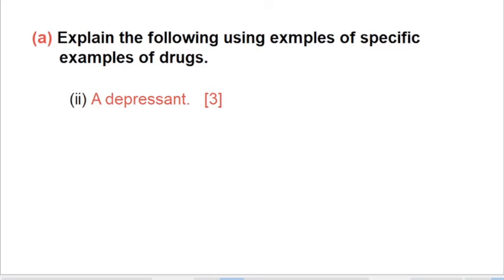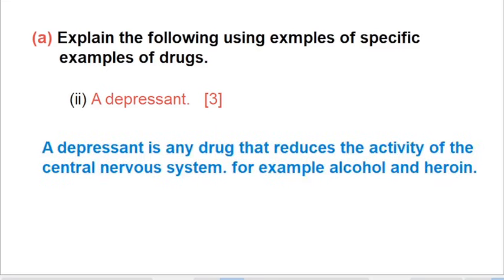So we have said a depressant drug is any drug that reduces the activity of the central nervous system, for example, alcohol and heroin. These are examples of depressant drugs. So we are done answering question A. We now move on to question B.